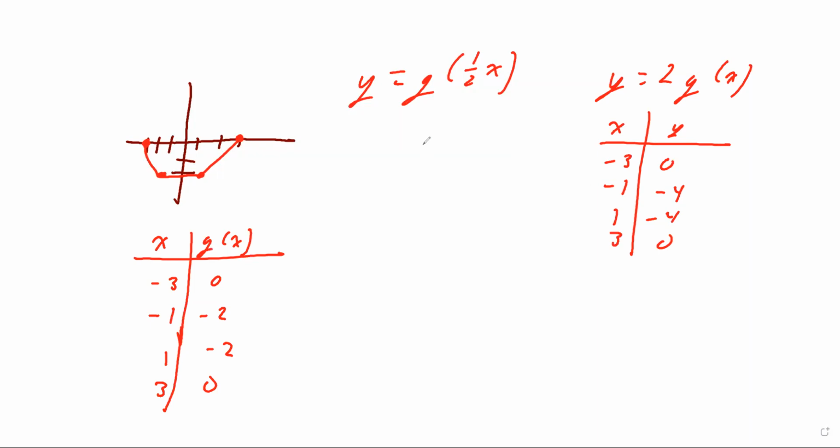When the number's inside, you're going to actually multiply the x value. So this time the y value will not change, but you're not going to multiply it by half. When it's inside, remember, it always does the opposite of what you think. If it's adding, it's going to the left. If it's subtracting, it's going to the right. Same concept here. If it's multiplying by a half, it's really multiplying by the reciprocal of that. So you're really going to multiply it by 2. So I'm going to take all of these numbers and multiply them by 2. So that gives me -6, -2, 2, and 6.